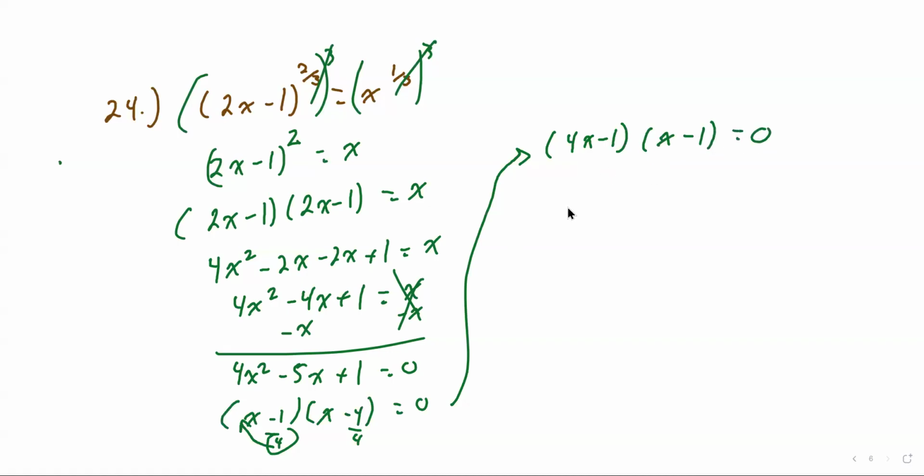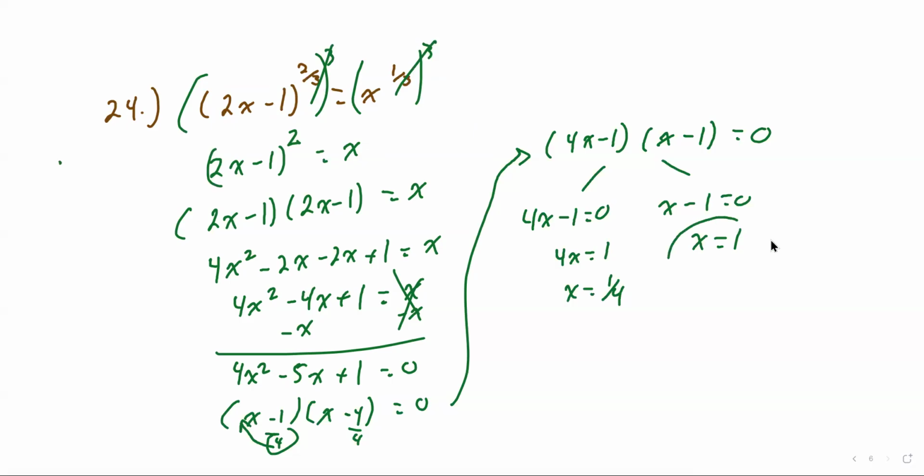So those are my factors, and then you can check it if you need to, if you don't believe me. But then you get 4x minus 1 equals 0, x minus 1 equals 0. I would add 1, so 4x equals 1. Divide by 4, so x equals 1/4. This one I would simply just add 1. Of course, you do have to check it. So plug in 1: 2 times 1 is 2, 2 minus 1 is 1, 1 raised to anything is going to be 1, and then 1 raised to anything is going to be 1. So 1 works. 1/4, so 2 times 1/4 would be 1/2.